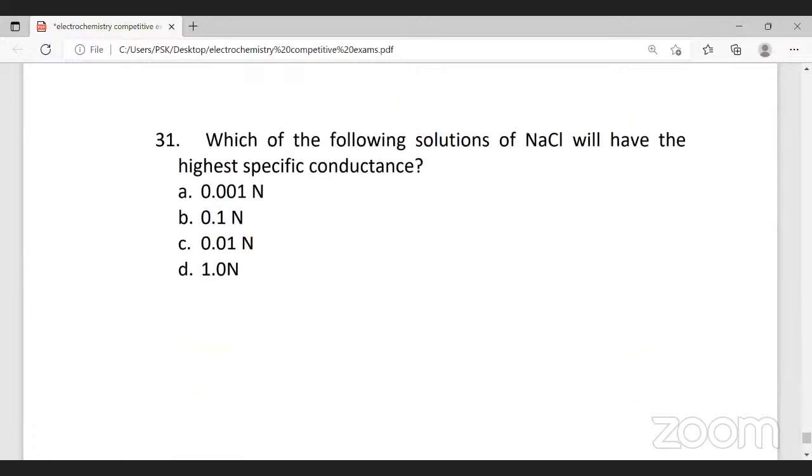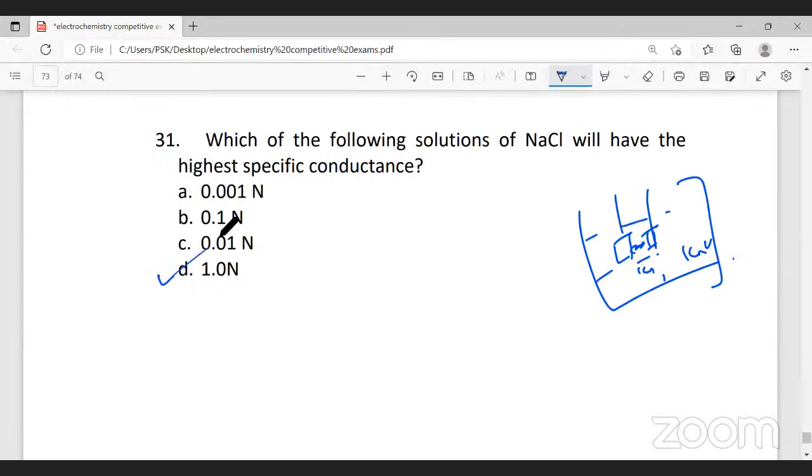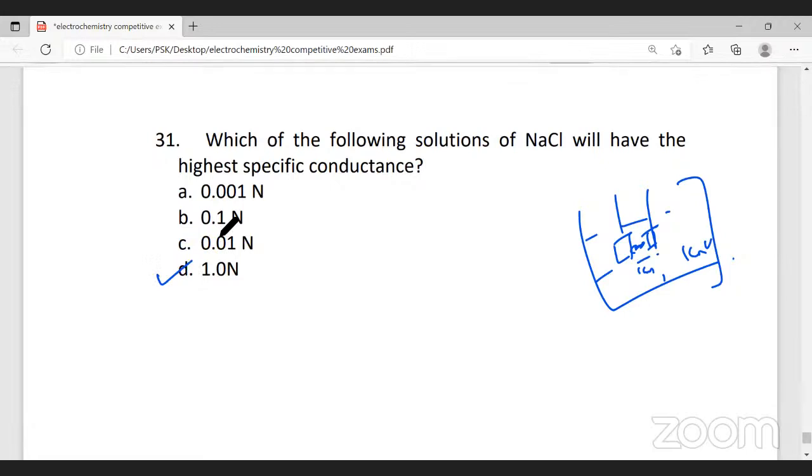The next question: which of the following solutions of NaCl will have the highest specific conductance? There is no formula here. Specific conductance depends on the concentration, that is, the conductance of the solution in which the distance is 1 centimeter and the area is 1 centimeter square. As the concentration is more, the conductance will be more. So the answer for this question is option D.